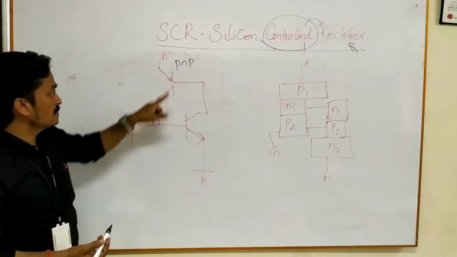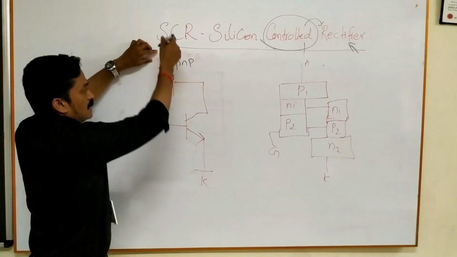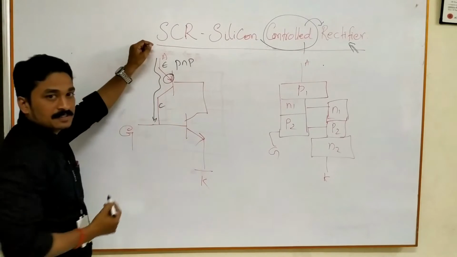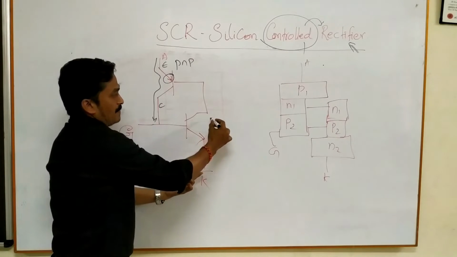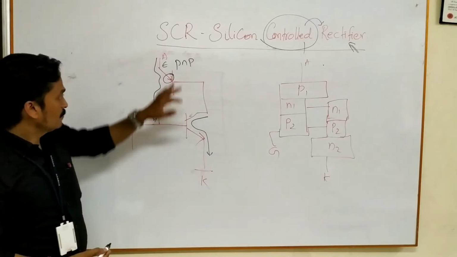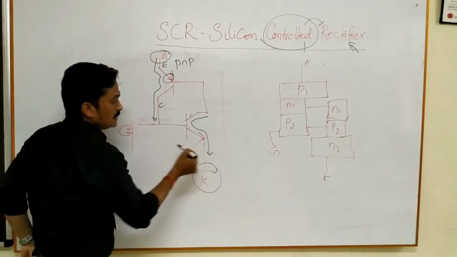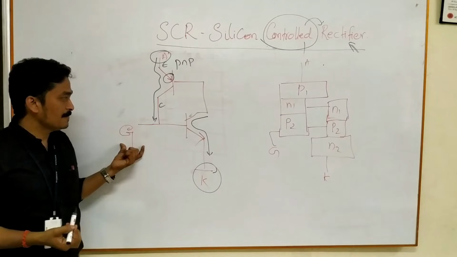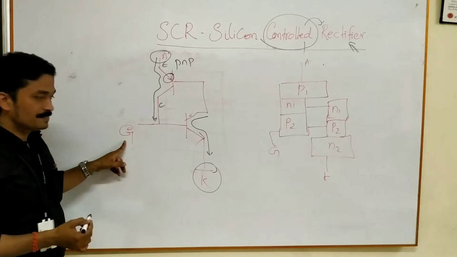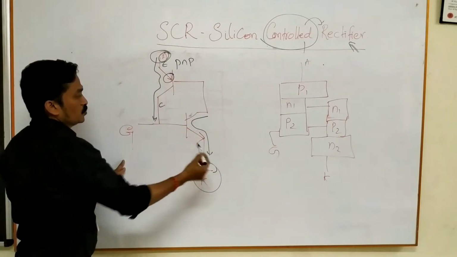This arrow mark says that current is flowing from this side to this side, which means from emitter to collector in the PNP transistor. Similarly, in the NPN transistor, current is flowing from collector to emitter. Looking at the overall current flow, it starts from the anode terminal and ends at the cathode terminal, with the help of the base bias, the biasing supply voltage in the base terminal, which is the gate. Clear? So current flows from anode to cathode through two transistors.